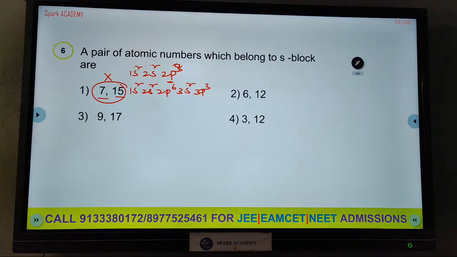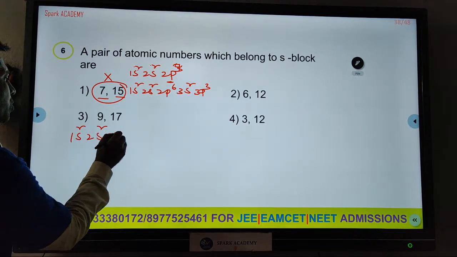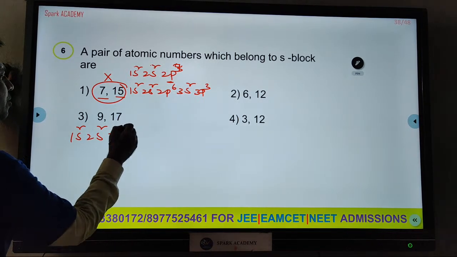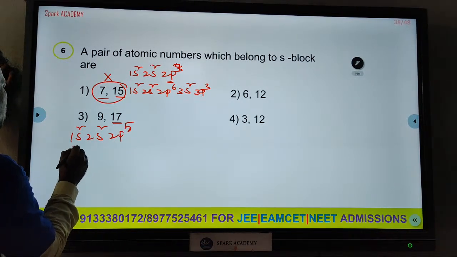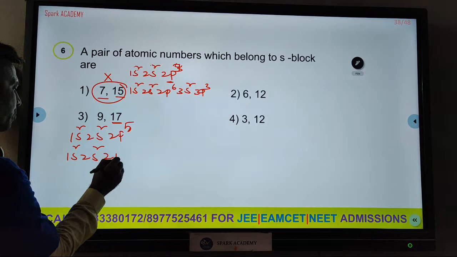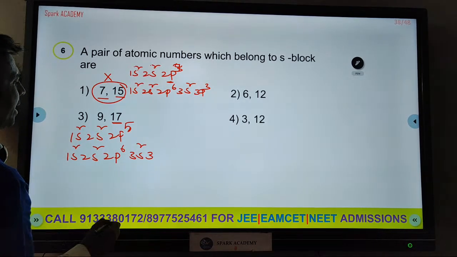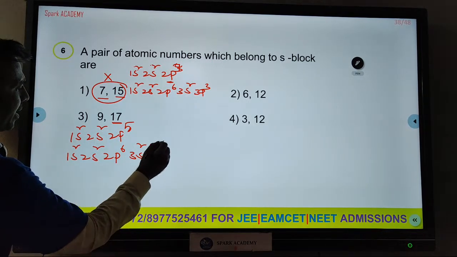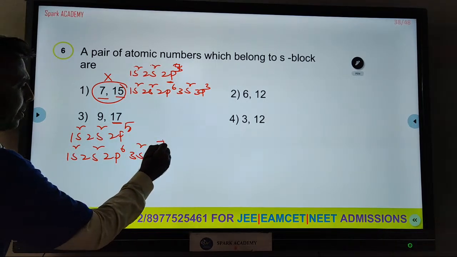Now 9 and 17. Atomic number 9 is 1s2, 2s2, 2p5, a p-block element. And 17 also is 1s2, 2s2, 2p6, 3s2, 3p5.